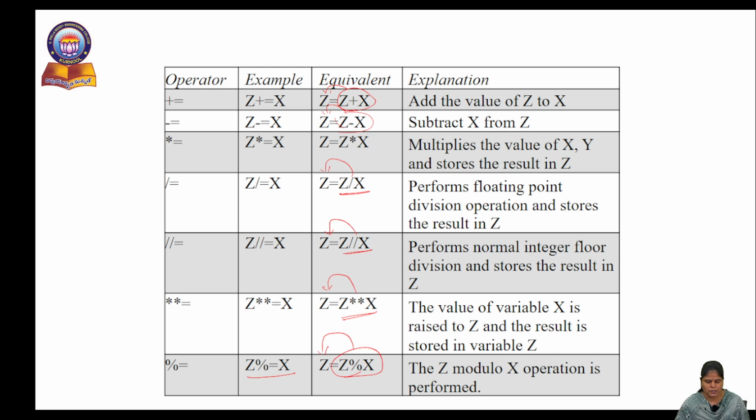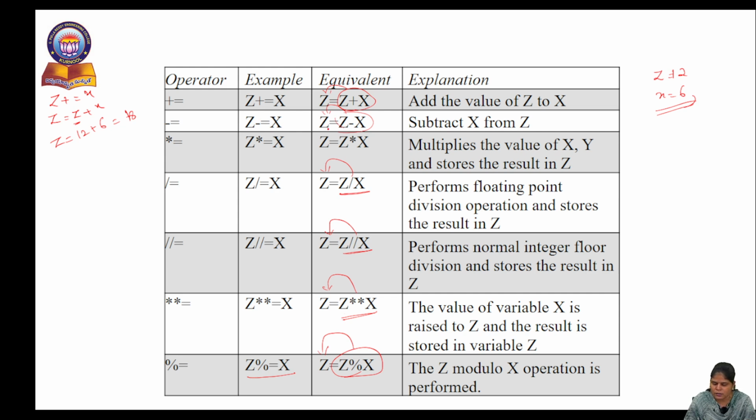If I take some examples here, let us consider z as some variable. I'm considering z equal to 12 and x equal to 6. Now what will be the output here? Z plus equal to x, that means z equal to z plus x. What is the z value? 12 plus what is the x value? 6. What will be the output? 18, which will be stored again in z only.